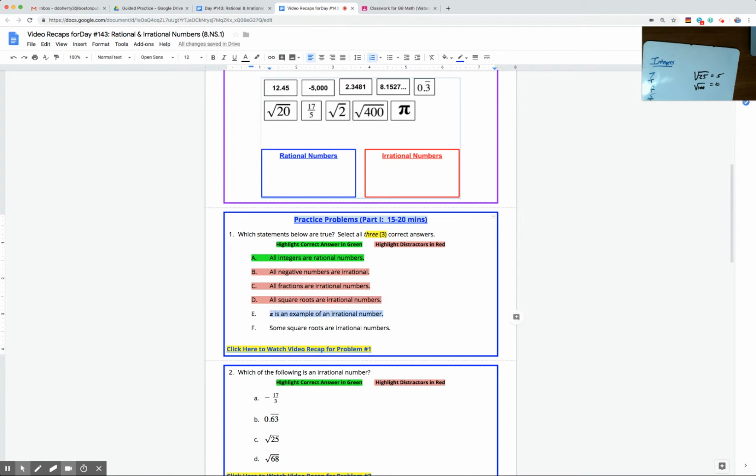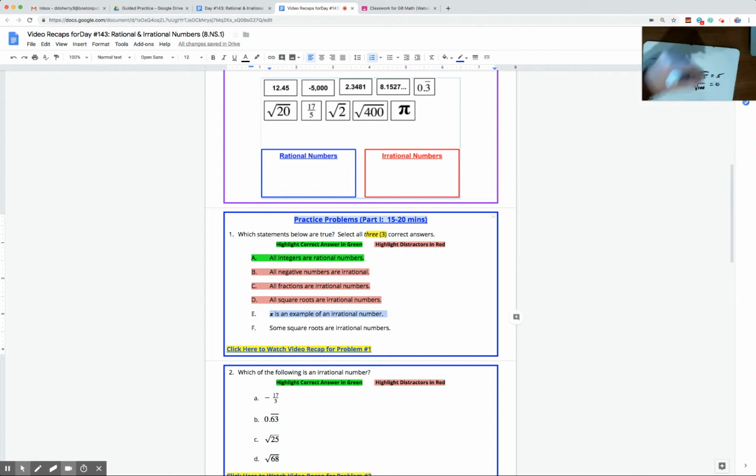If we've done our work correctly, if we're thinking critically, it's just select all 3 correct answers. We know B, C, and D are wrong. Before we read E and F, we should be expecting them to be correct, to be true. E is true because pi is an example of an irrational number. That's the classic example of an irrational number. It keeps going and going and going.